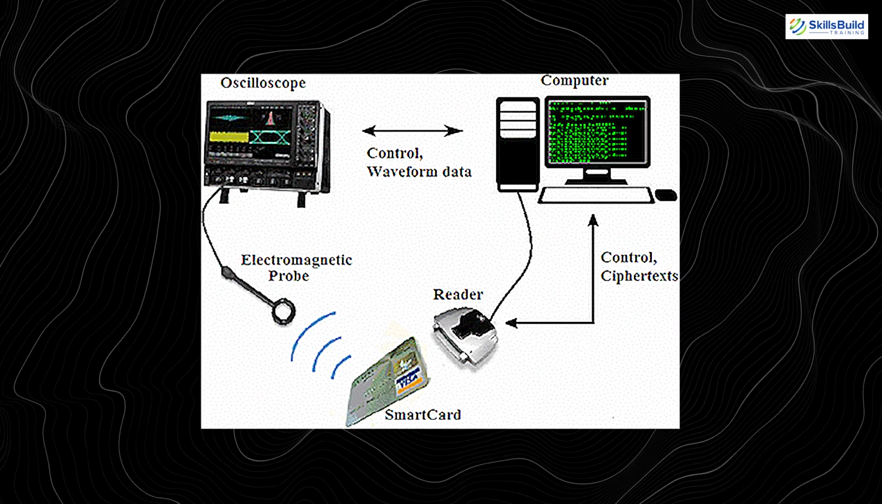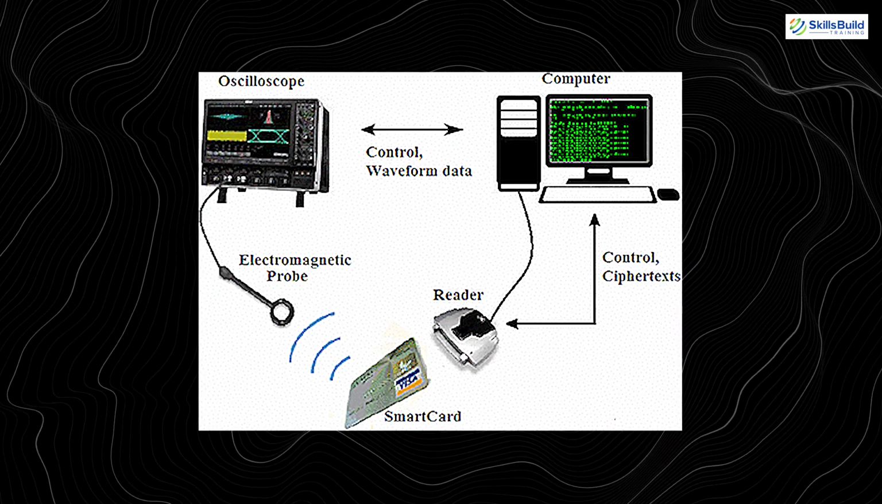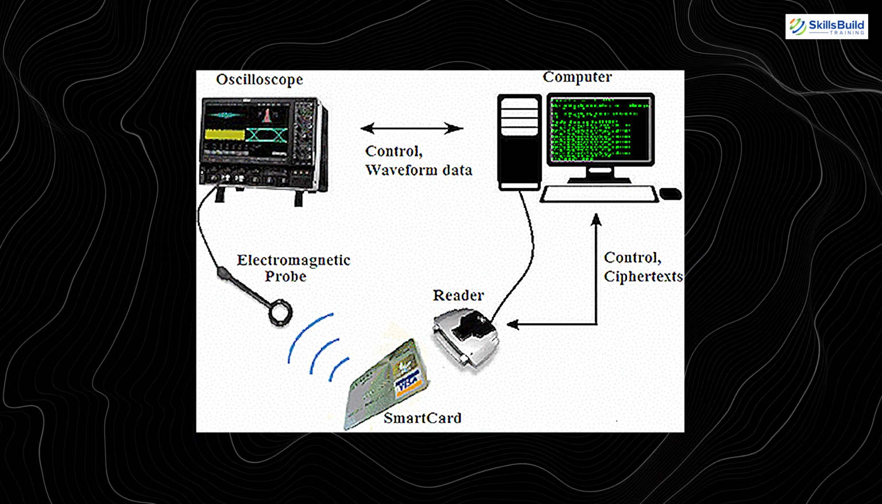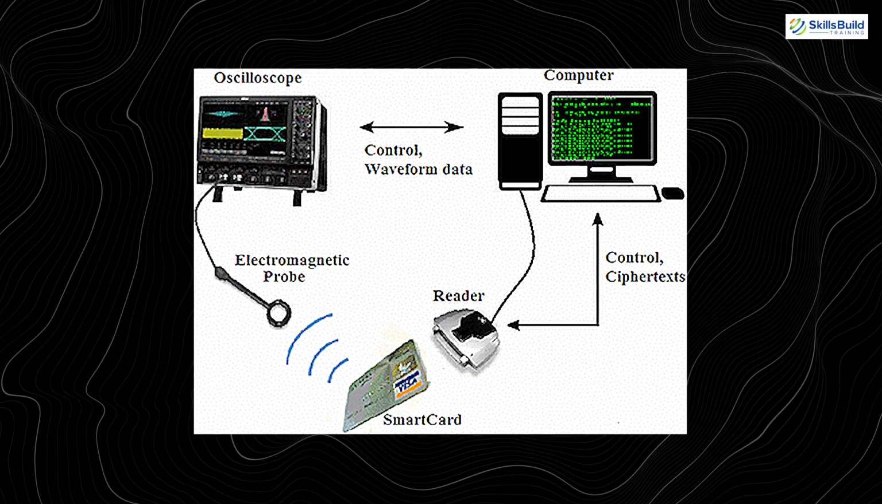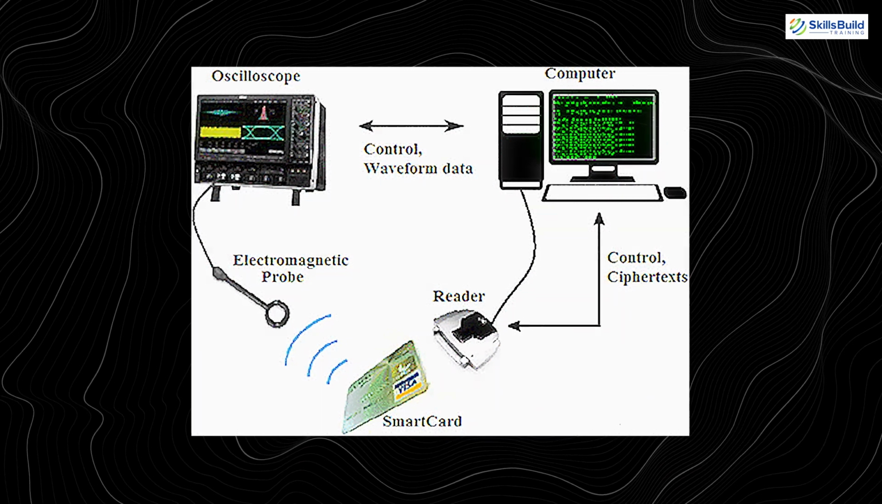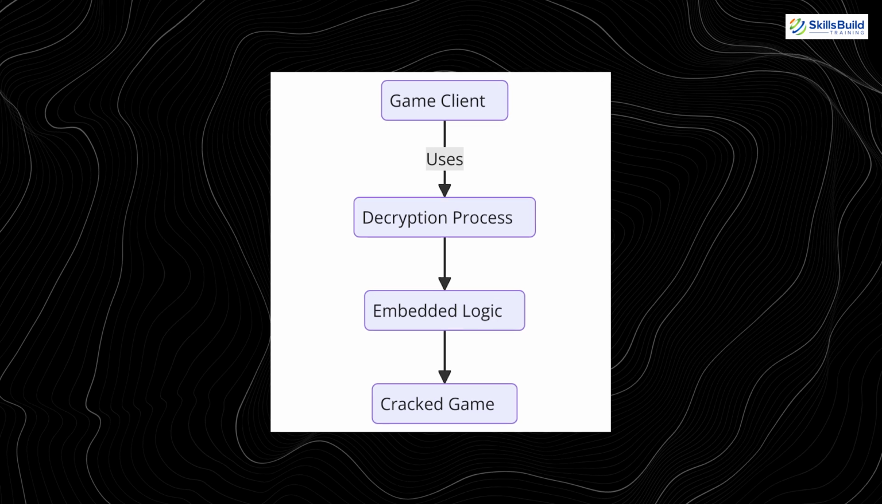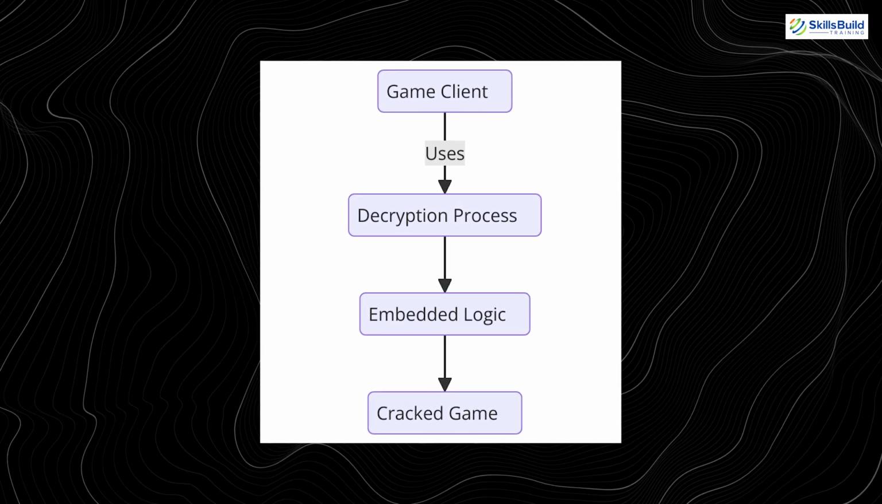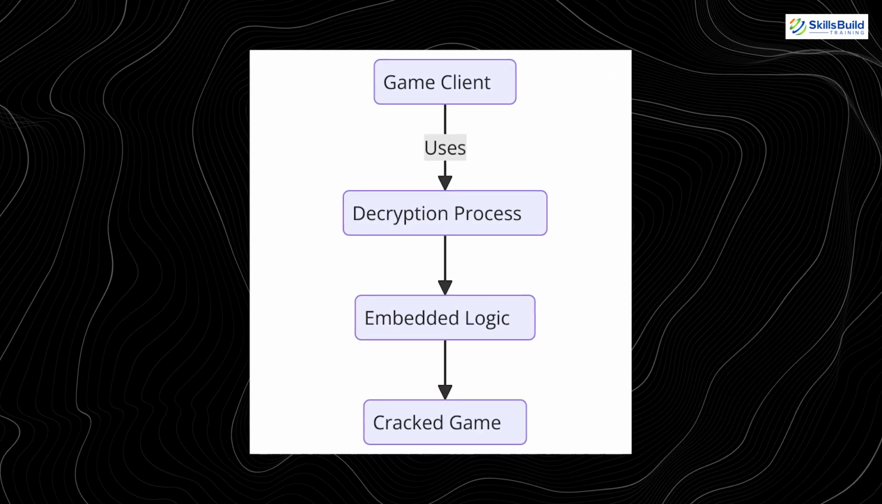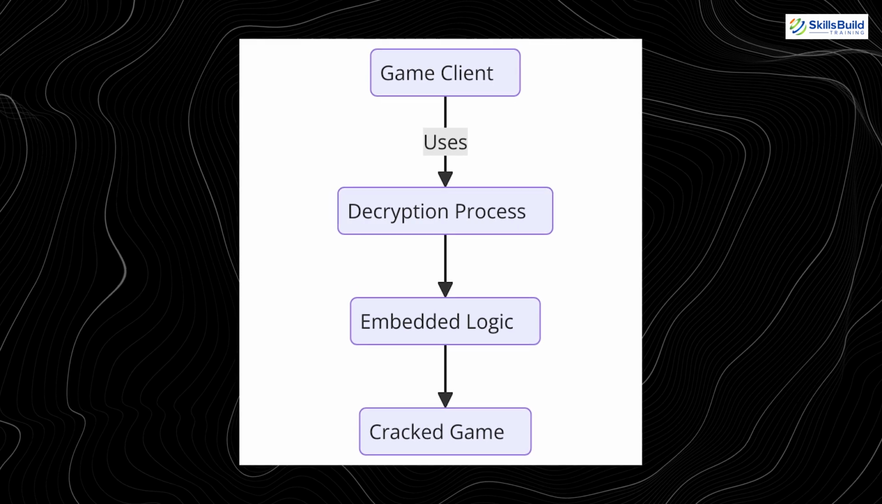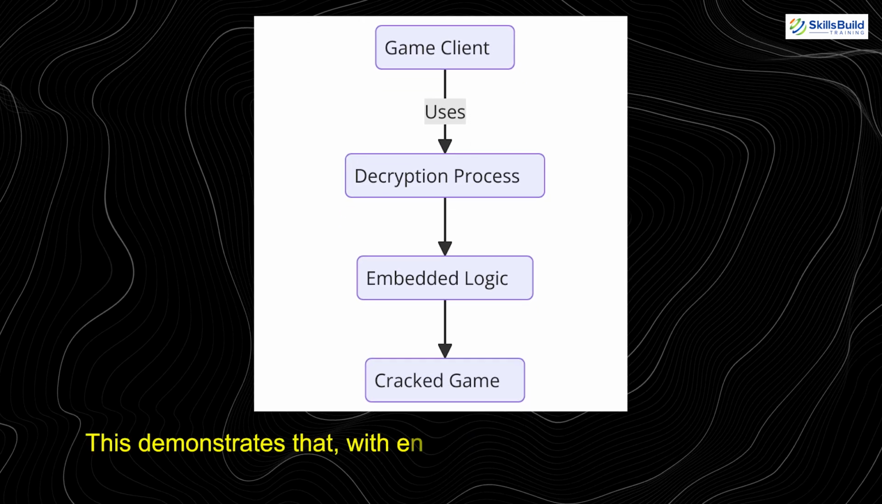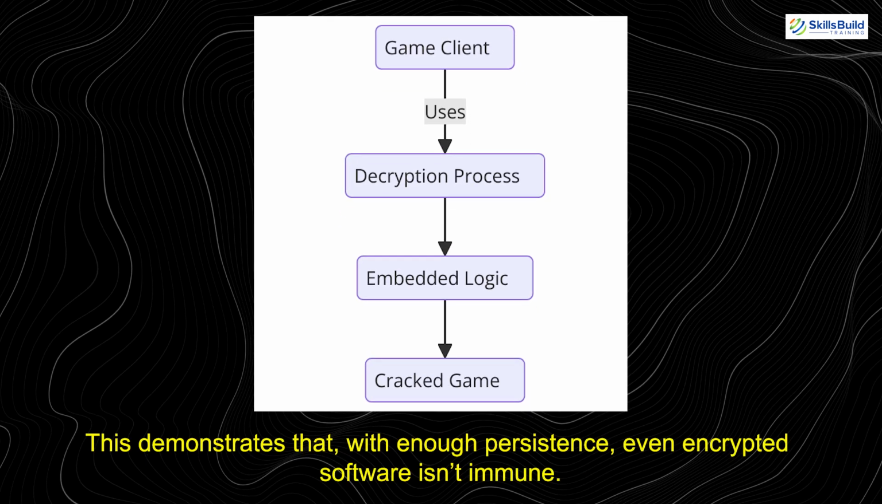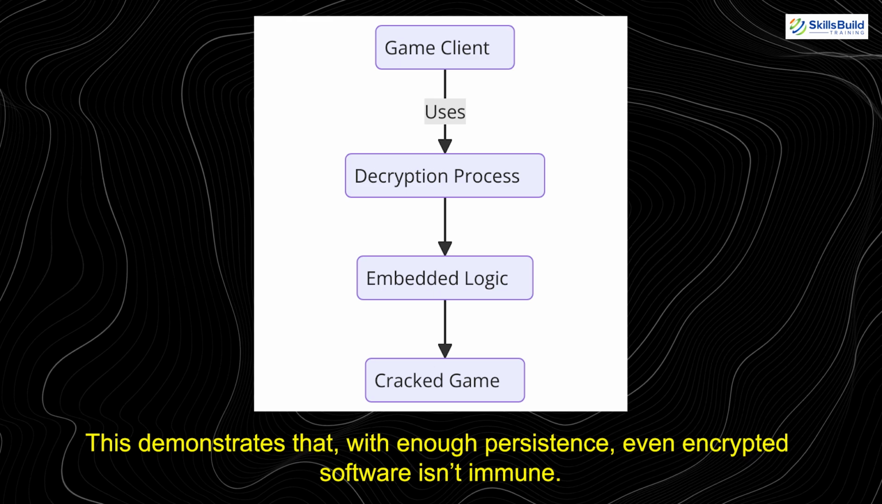Side channel attacks, exploiting leaks in power usage, electromagnetic signals, or timing, are another advanced method used to bypass encryption layers. For example, encrypted DRM-protected games have been cracked by reverse engineering the decryption process embedded in the game client itself. This demonstrates that, with enough persistence, even encrypted software isn't immune.